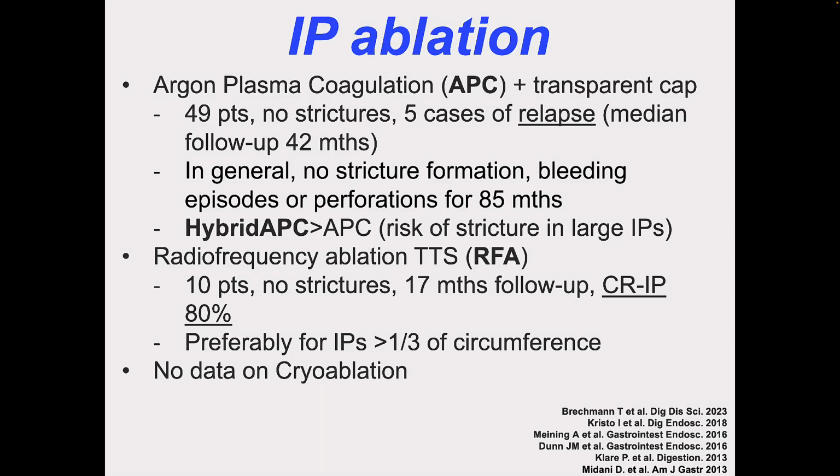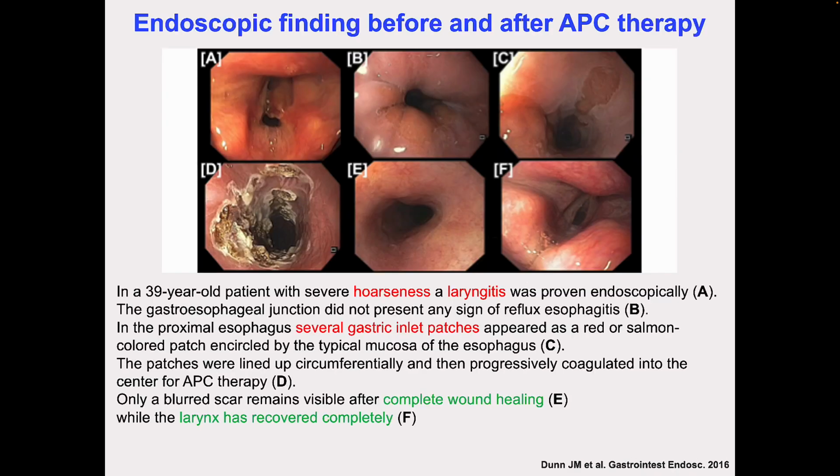Now, a couple of words on treatment. Ablation of inlet patch looks very promising in patients with LPR symptoms. So far, two technologies became popular, APC and RFA. The newer version, hybrid APC, seems to be better because of low risk of stricture formation. This is a nice example of a 39-year-old man with LPR symptoms and IP. He was treated with APC ablation and his larynx completely recovered and symptoms resolved.